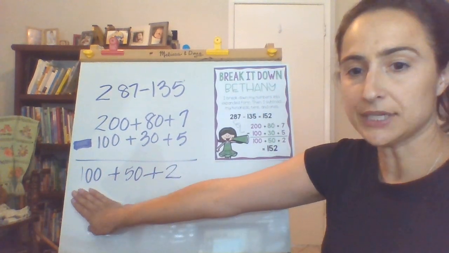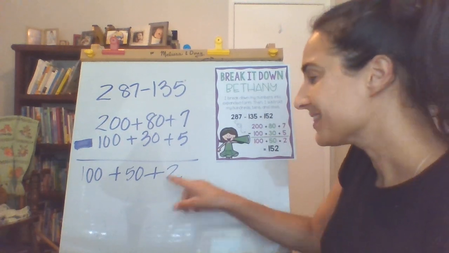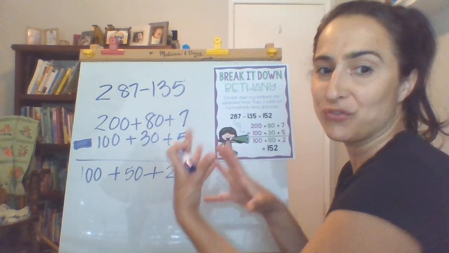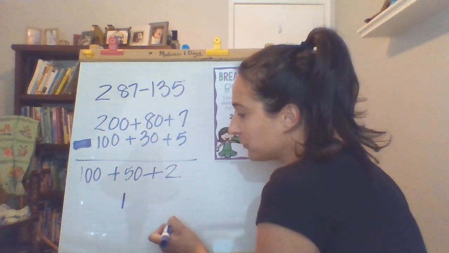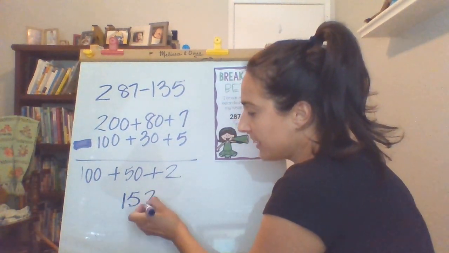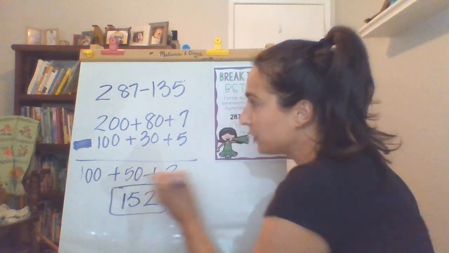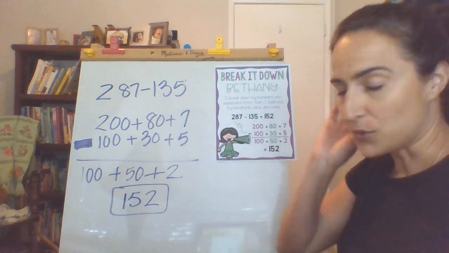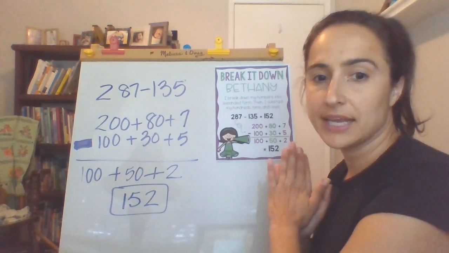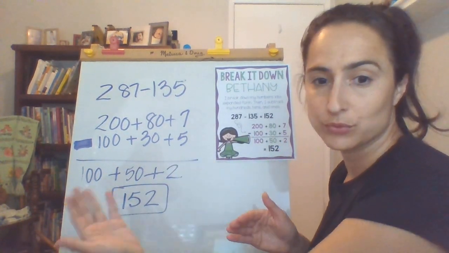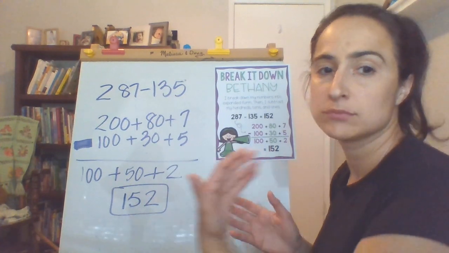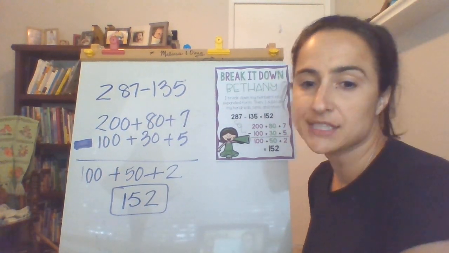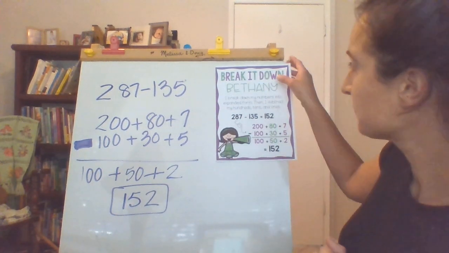So now I'm left with 100 plus 50 plus 2. This is an expanded form. I need to smush it up into standard form. So I have 100, I have 5 tens, I have 2 ones. 152. So that is Bethany, all right? Pause at any time and rewind, rewatch, collect your thoughts, try it with me, whatever's going to work best for your learning, boys and girls.